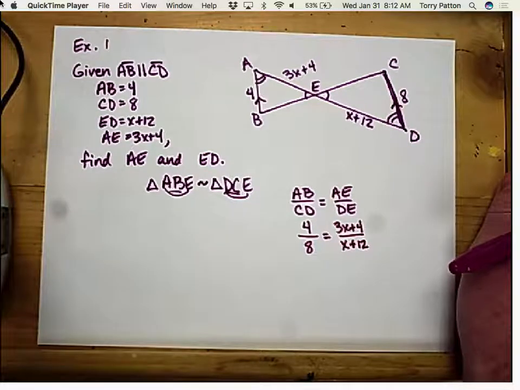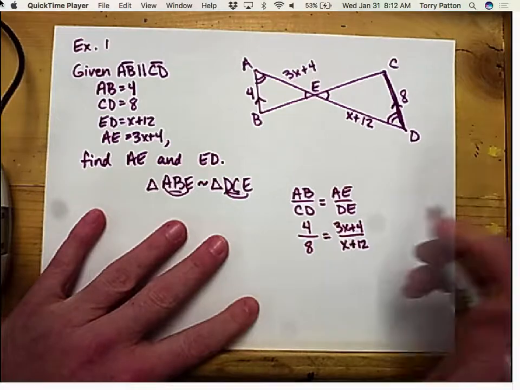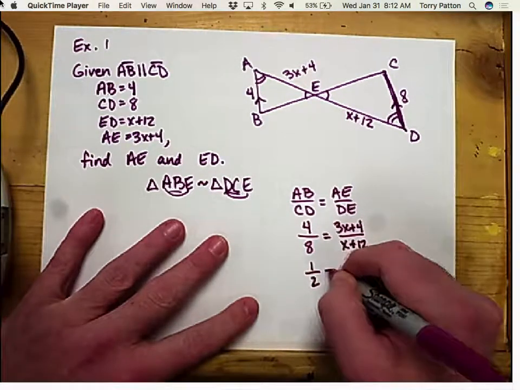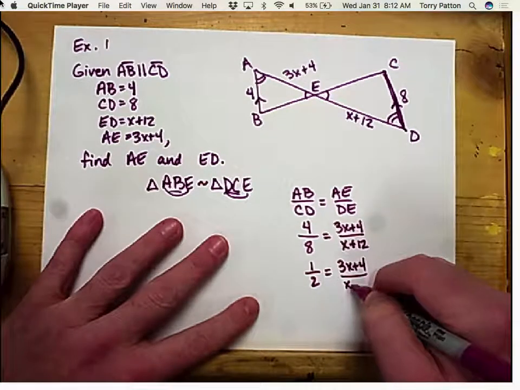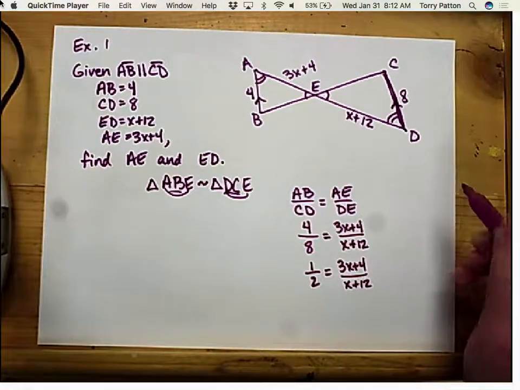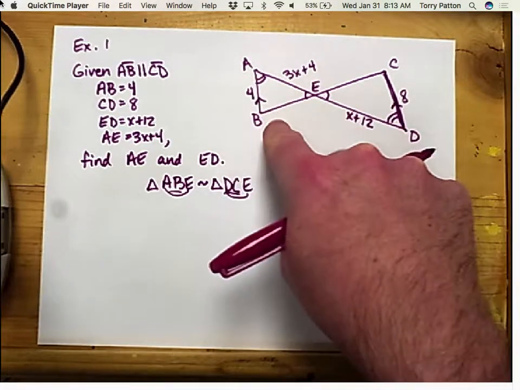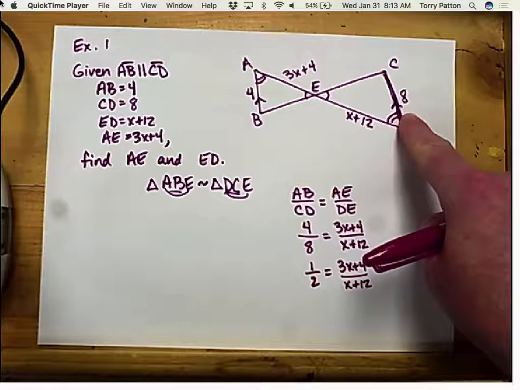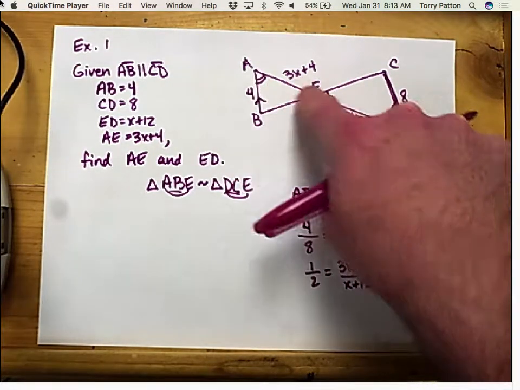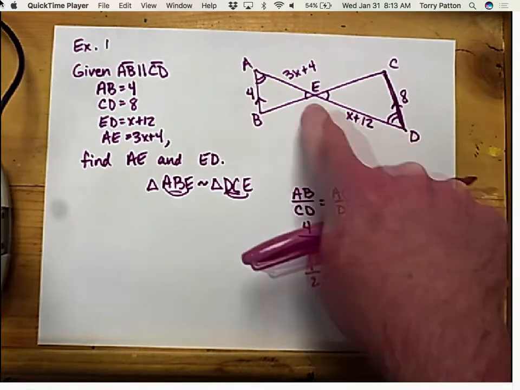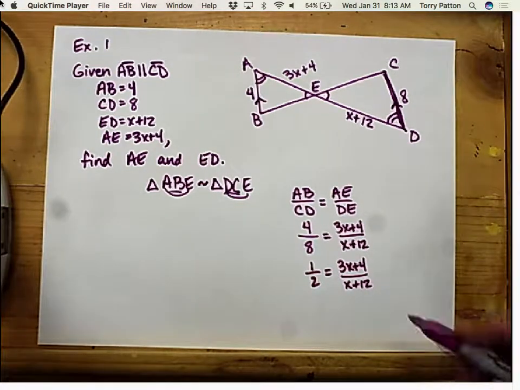Okay? Now before you cross multiply, because this is a proportion, you can actually just simplify that to be 1/2. Now that's actually important if you want to check your answer later. This triangle, this one is 1/2 of that one, right? Because 4 is half of 8. So whatever we get for AE better be 1/2 of what we get for ED. Okay? If we've done it correctly.